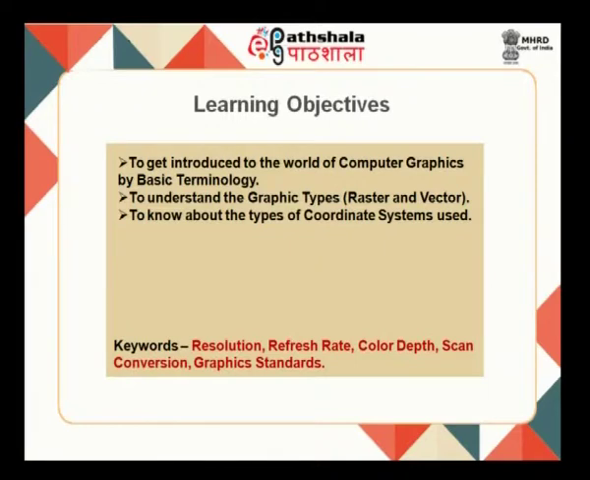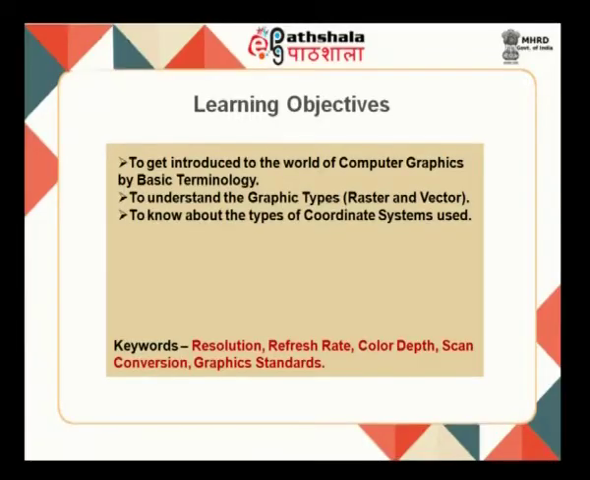To start with, we have the basic terminology. We have to understand this as part of the course. Then we need to look into the graphic types. We have to also learn about the coordinate systems and other basics in this. The keywords that are meant for this are resolution, refresh rate, color depth, scan conversion, graphics standards, and many more.